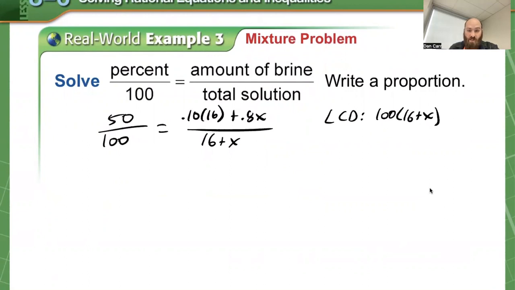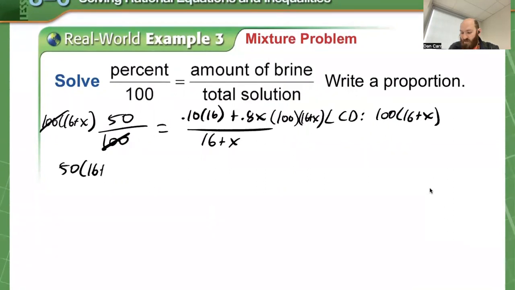So I'm going to multiply both sides by that. I'm going to multiply by 100 times 16 plus x on both sides. If I do that to both sides, you notice we get to cancel out the 100s. So I'm going to have 50 multiplied by 16 plus x. Over here, I get to cancel out the 16 plus x. So I'm going to have 100 multiplied by 0.10. Well, let me go ahead and just change those right now. 0.10 times 16 is 1.6 plus 0.8x.